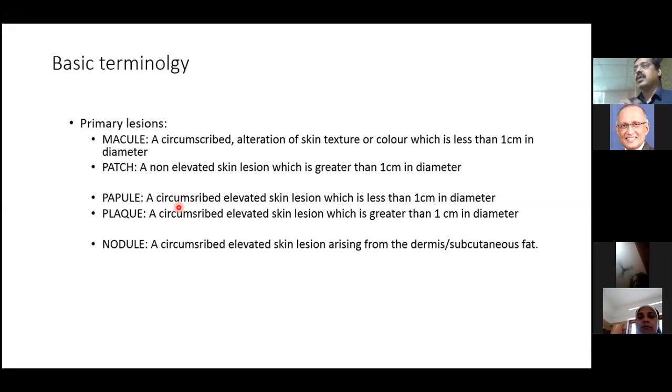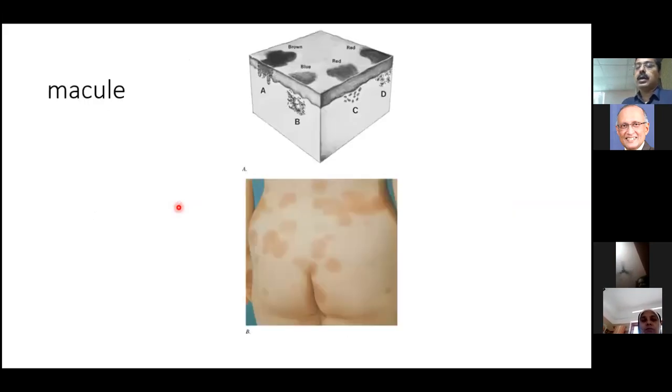So for every macule, you have a patch which is larger. For a papule, you have a plaque which is larger than 1 centimeter in diameter. So the cutoff is 1 centimeter. And a nodule is something which arises from the dermis or the subcutaneous fat, pushes up the epidermis and causes an elevated skin lesion. I'll show you representative photographs.